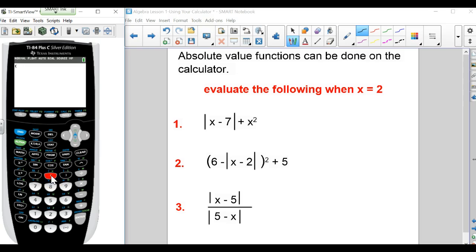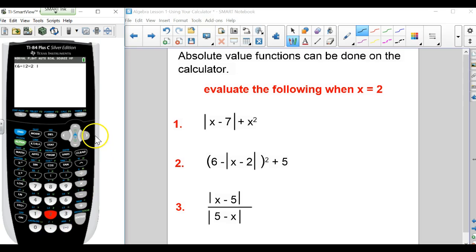It's open parentheses, 6 minus, and then we're going to put in our absolute value symbol right here. So we're going to hit math and then go over to number, and it's that very top one that says ABS. Hit enter, and it takes you back to your regular screen, and you have the absolute value symbols in there. Now, x is going to be 2 for this problem. We're evaluating when x is equal to 2, so we're going to type in 2 minus 2.